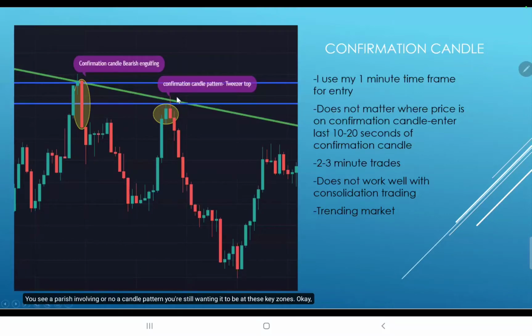Does everyone understand how confirmation candles work? Does that make sense now? Do you see that? Please put a 1 in the chat if that makes sense. Put a 2 in the chat if that does not make sense. All right, awesome.